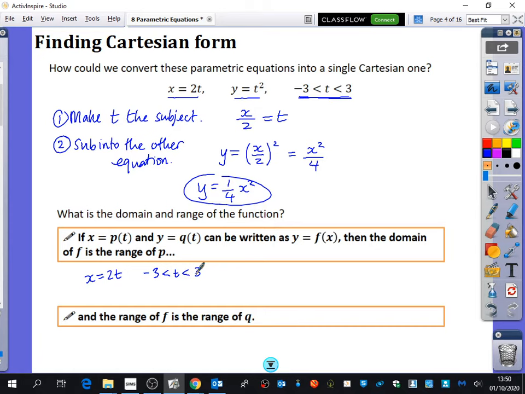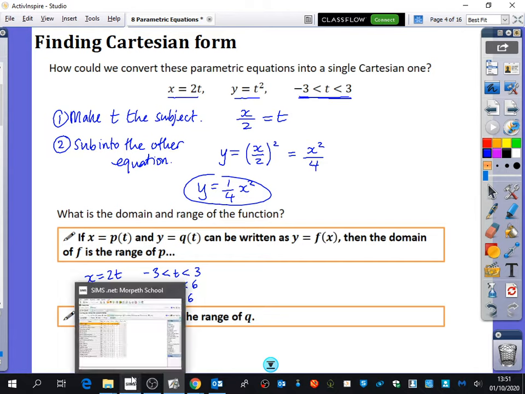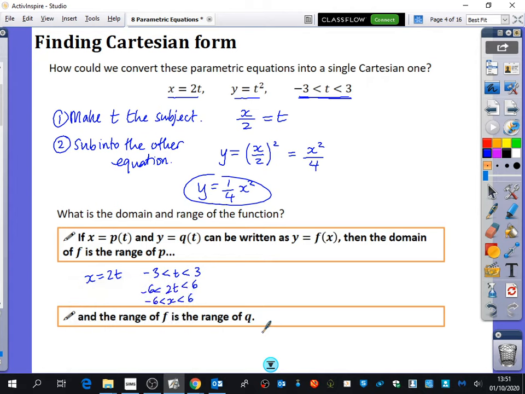So what possible x values can you get here? Yeah, -6 and 6. The x values that you could get will be between -6 and 6. That's because if I go from t to 2t, it would be from -6 to 6. And 2t is the same as x. So I can say that the input values are that x is between -6 and 6. So this input value about t is going to tell you what domain you can get and what range you can get. So the range of f is the range of q.